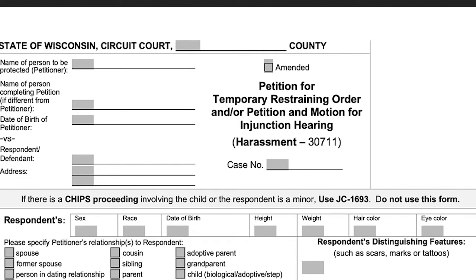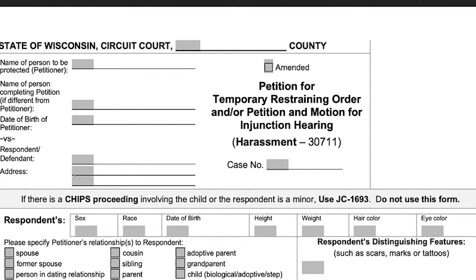Here is the name of the person to be protected, and that's the petitioner. So if you're filling this out and asking for protection, that's you. You just put in your name here. Then you'll see the versus, respondent/defendant. You'll enter the name of the person that you're asking the court to enter a restraining order against.